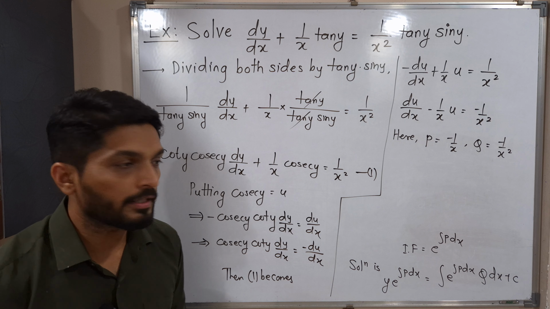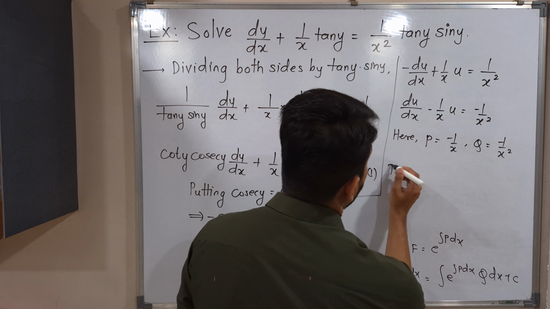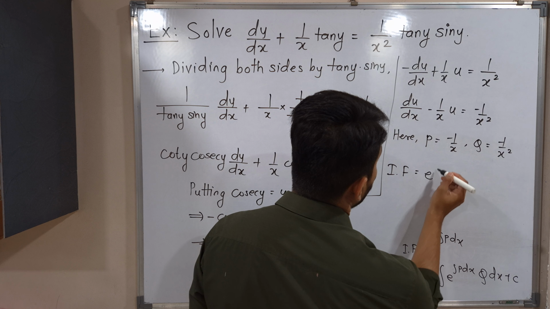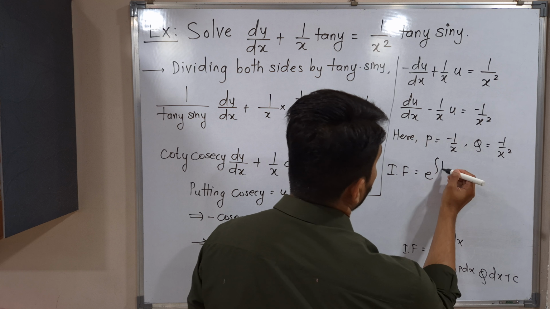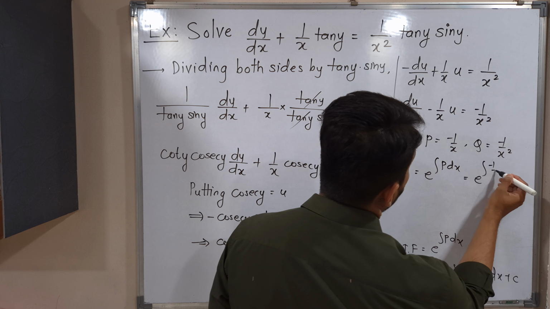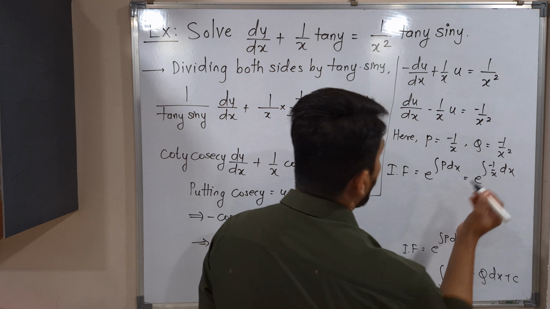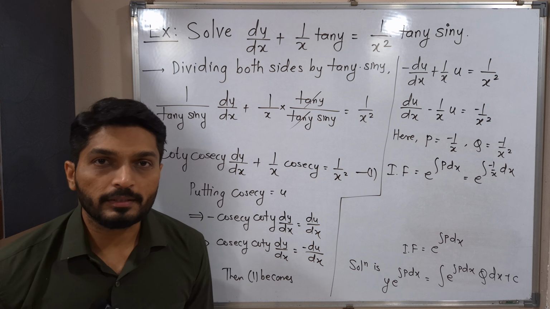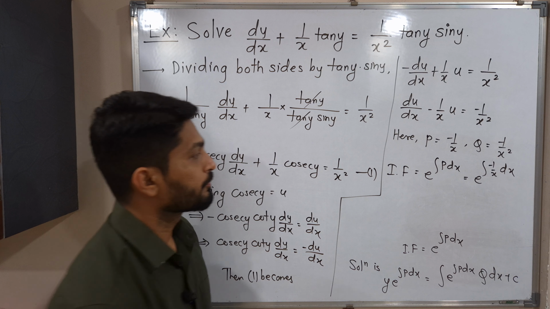So first of all, I will find the integrating factor. Integrating factor is e raised to integration p dx. So this is equal to e raised to integration, what is my p? Minus 1 by x dx. So the minus sign, that minus 1 is a constant. It will come outside the integration.